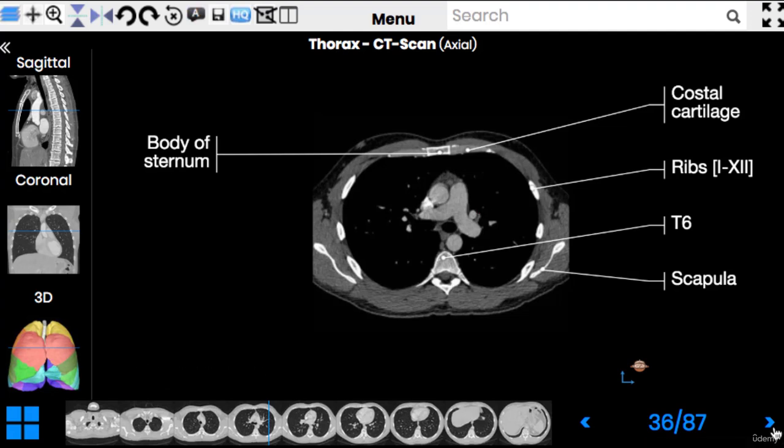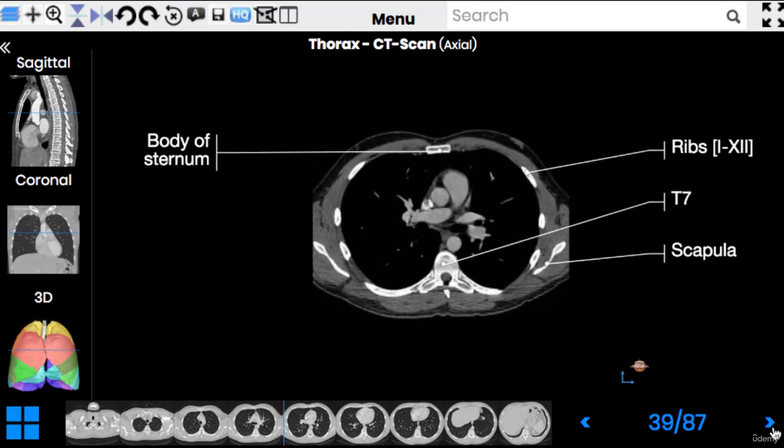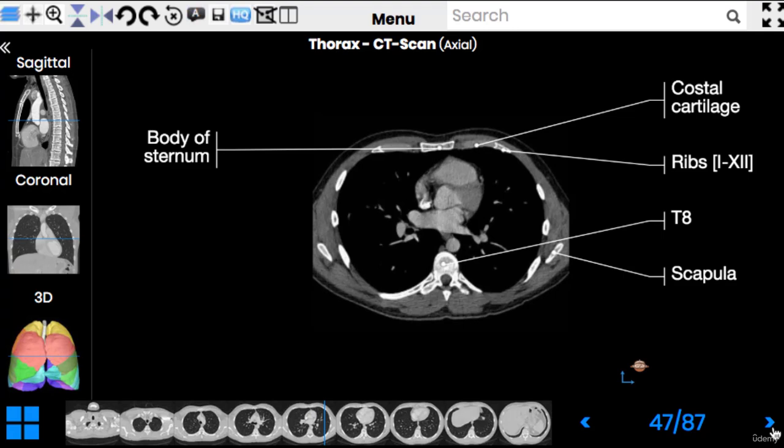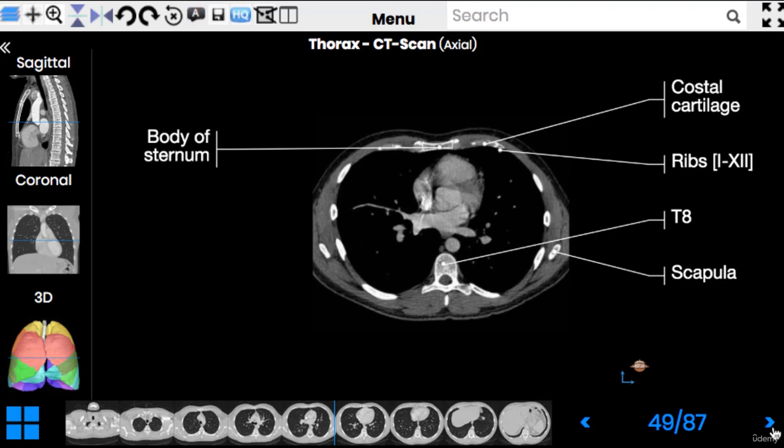And as I scroll further down, you will see how this pulmonary vein runs towards the left atrium and opens in it. This structure right here is the left atrium with 1, 2, 3, 4 kind of legs. These legs are the pulmonary veins as they enter it.